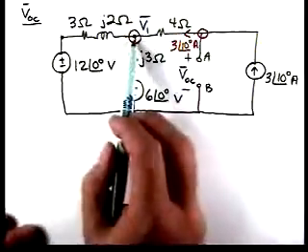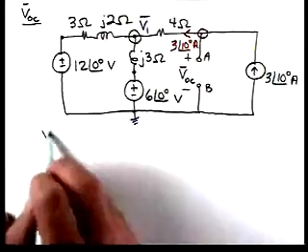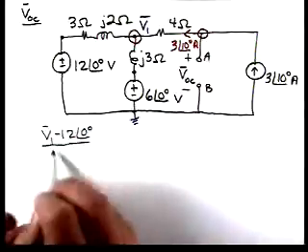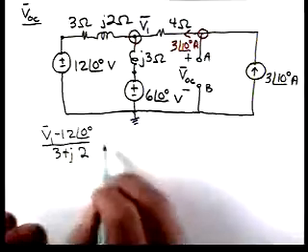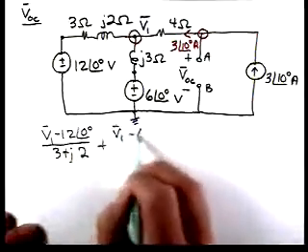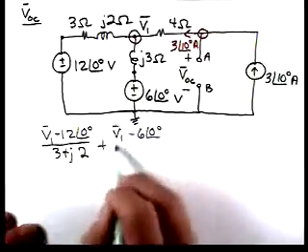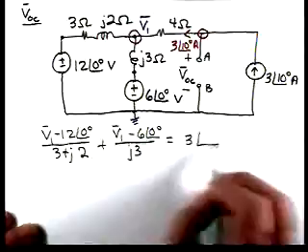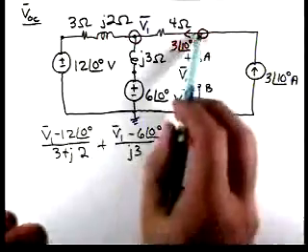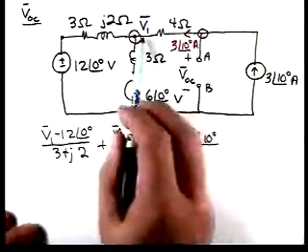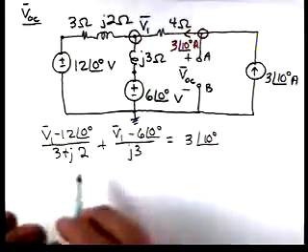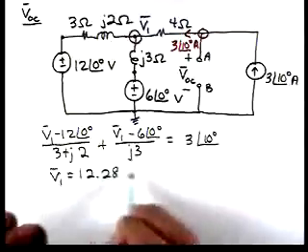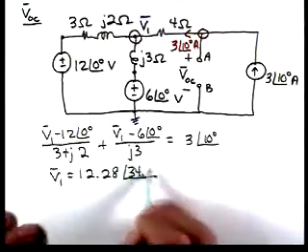So let's apply Kirchhoff's current law and write a nodal equation. We'll have (V1 minus 12) over (3 plus j2), plus (V1 minus 6 at an angle of 0) over j3, and that's equal to 3 at an angle of 10 degrees, because that source current is coming right into that node. If we solve for V1, it is 12.28 at an angle of 34.5 degrees.